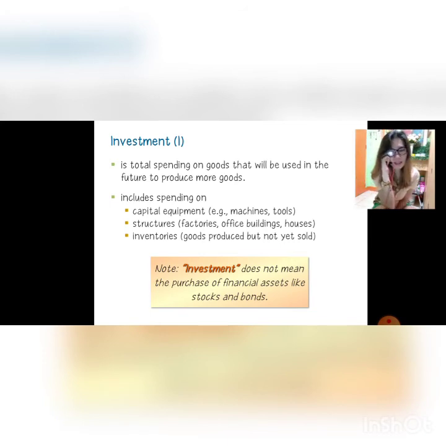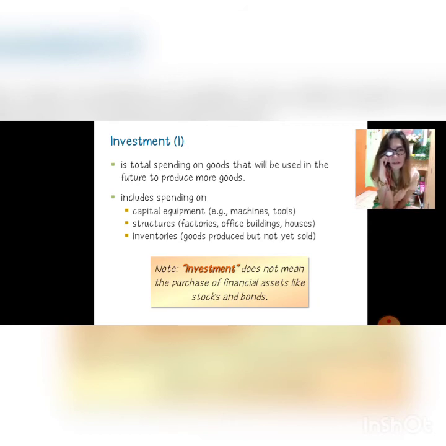Okay. Another is it includes spending on capital equipments, such as machines and tools or equipments. And then structures: factories, office, buildings, houses. And then inventories: goods produced but not yet sold. Hindi na ako ma-elaborate. Okay?